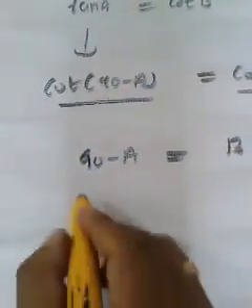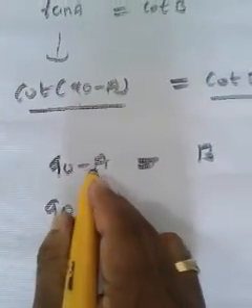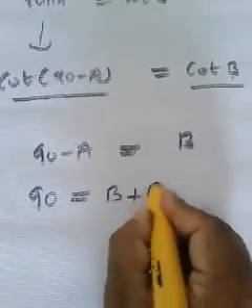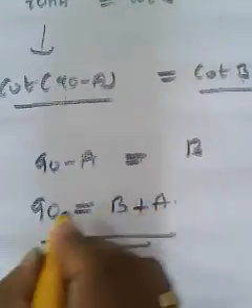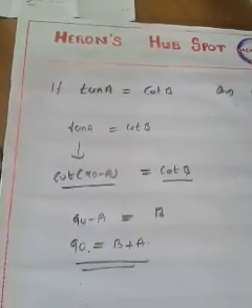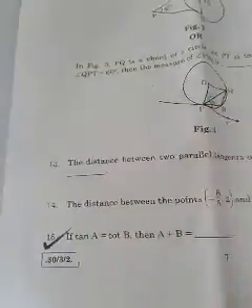That is the rule. So keep the 90 on the left side and take this minus A to the right side, where the right side is B. When you take this minus A to the right side, it becomes plus A. So A plus B is nothing but 90. We got the value of A plus B as 90. This question comes under section A. So this question, question number 15, we solved just now.